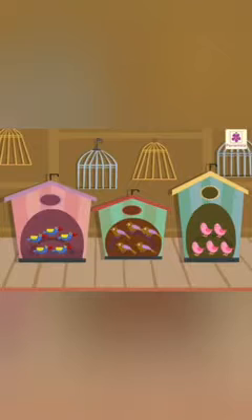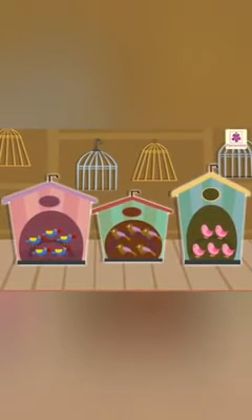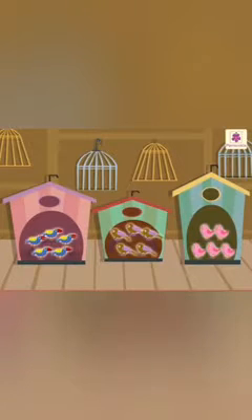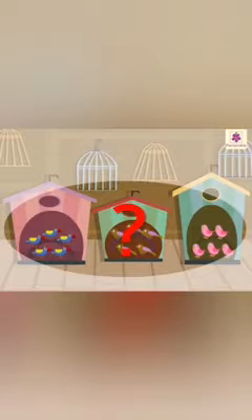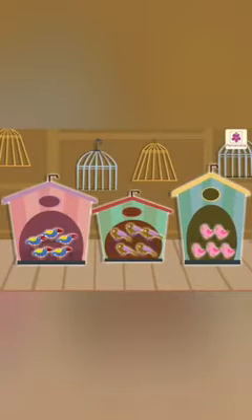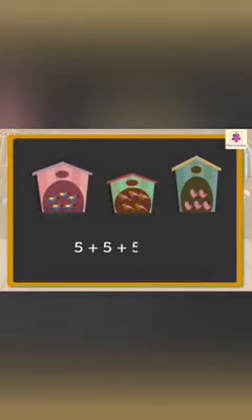Now, let us look at another example. There are 3 bird houses. There are 5 birds in each birdhouse. How many birds are there in all? To get the total number of birds, we add the number of birds in all the 3 birdhouses, that is, 5 plus 5 plus 5 is equal to 15. That is, 3 times 5 is 15. Using the multiplication sign, we write it as 3 multiplied by 5 is 15. So, there are 15 birds in all.